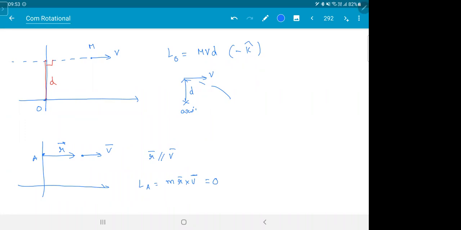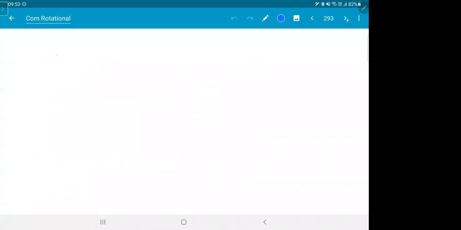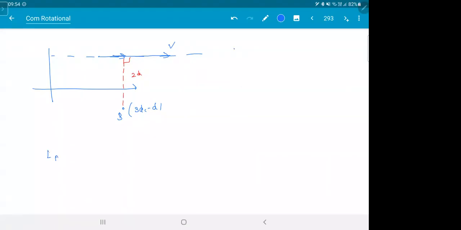Okay. Next, about B and D. B is here, at 3D, comma minus D. Velocity V is here. So I can extend the vector, drop a perpendicular. So this distance would be 2D. Like I said, we are not actually interested in where the velocity is. It can be anywhere. So L about B would be M V 2D. That is also minus k cap. Clear?